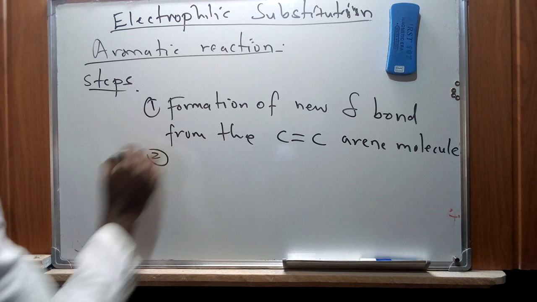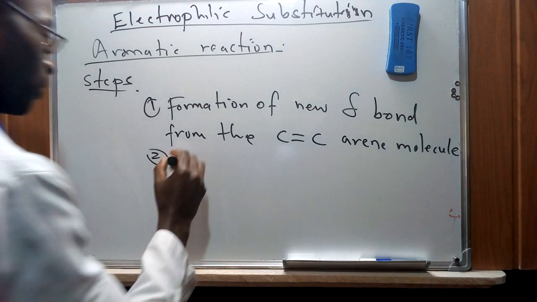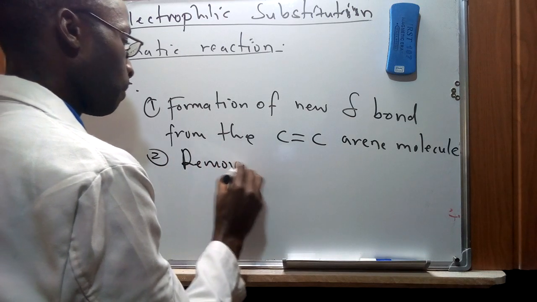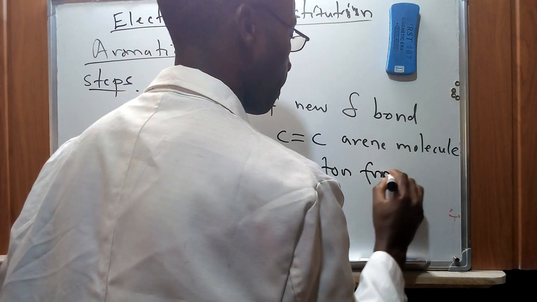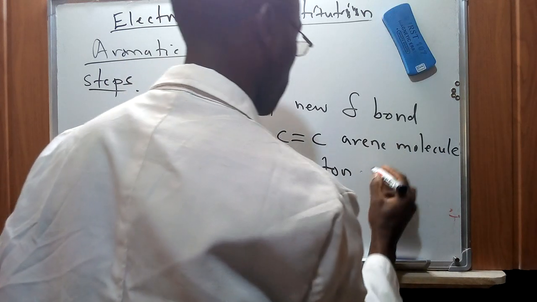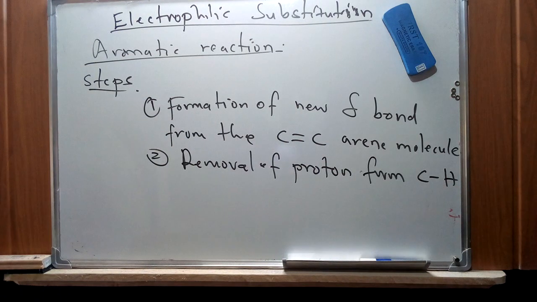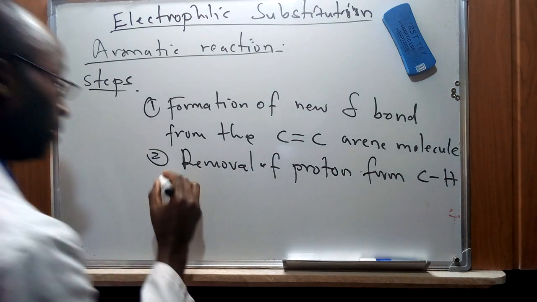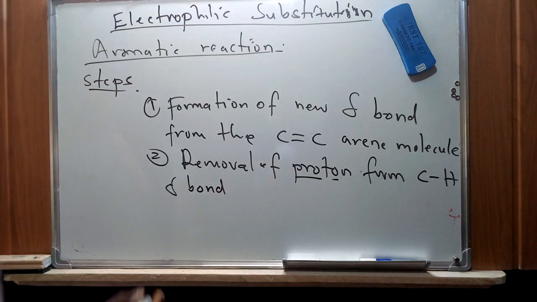Of course, step number 2 is the removal of a proton from the carbon-hydrogen sigma bond. So when we're talking about a proton, that's an H positive, or a positive charge, which is basically from the arene molecule; it is hydrogen we're referring to.